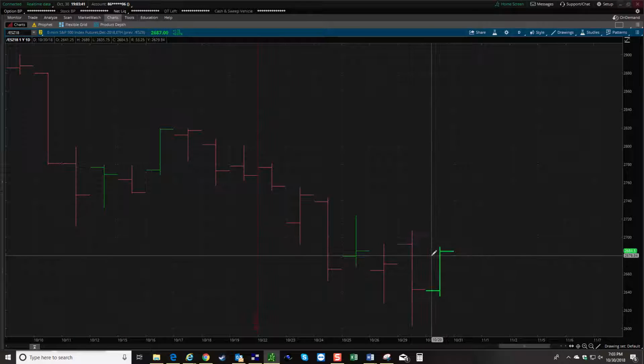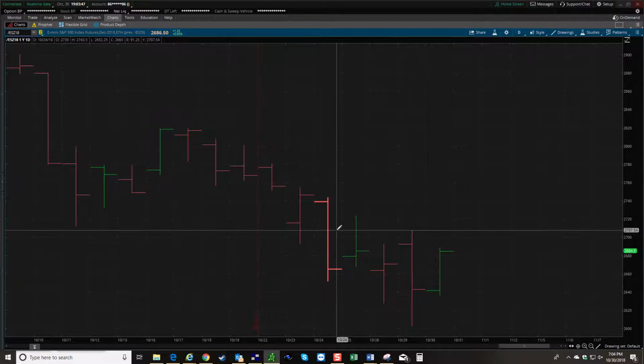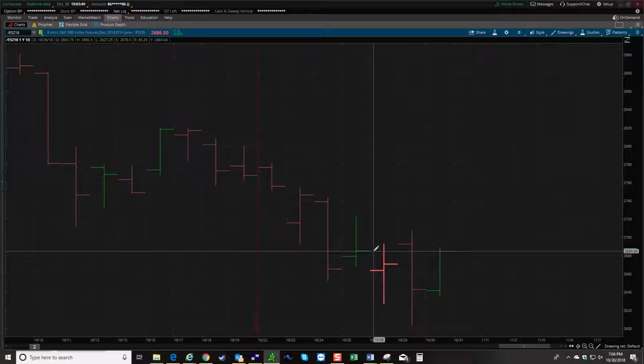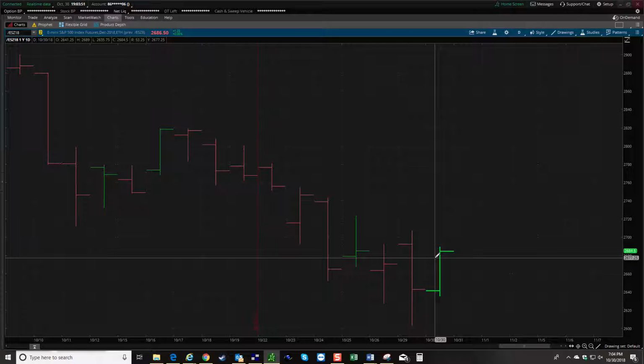However, we're still in yesterday's range. So what is that? That's an inside day. We're dealing with another inside day. And in addition to that, we're in a 5-day, 1, 2, 3, 4, 5-day balance area.